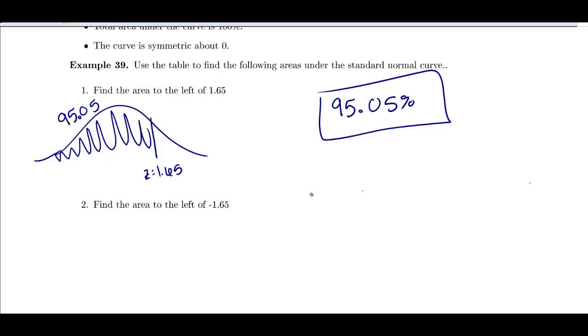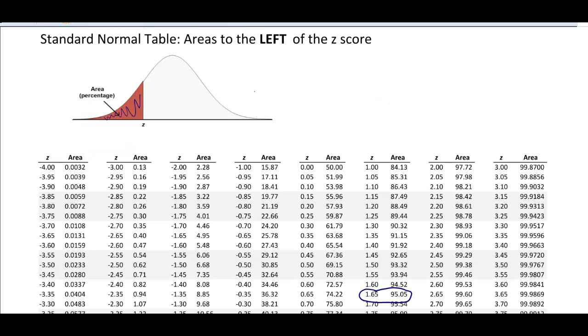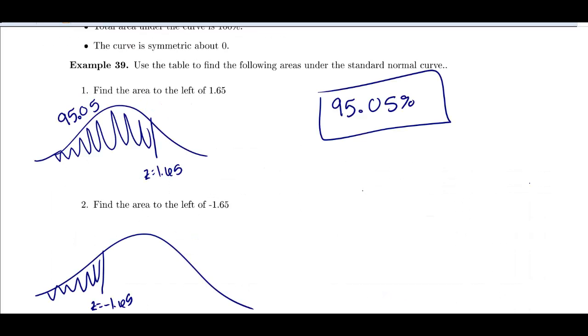Number 2, let's find the area to the left of negative 1.65. Now here is z equals negative 1.65, and I still want the area to the left. So I go to my normal table, look up negative 1.65, and it looks like the area to the left is 4.95. My final answer is 4.95%.